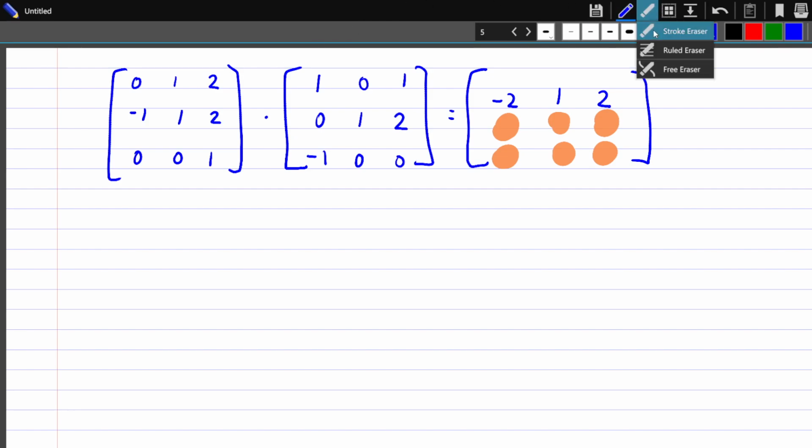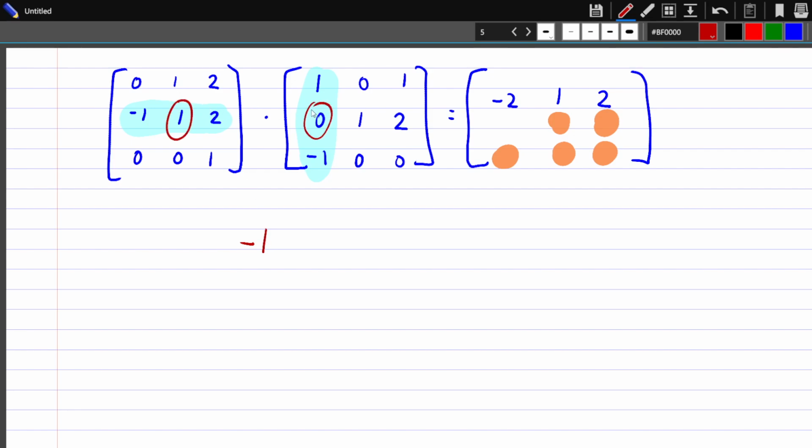For this one, we are now moving on to the second row. So we'll be picking the second row here on the first matrix, and we are on the first column here, so we will be picking the first column on the second matrix. And in the same way, first element times the first element. Minus 1 times 1 equals minus 1.